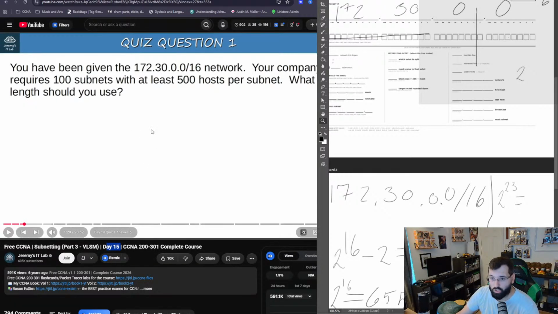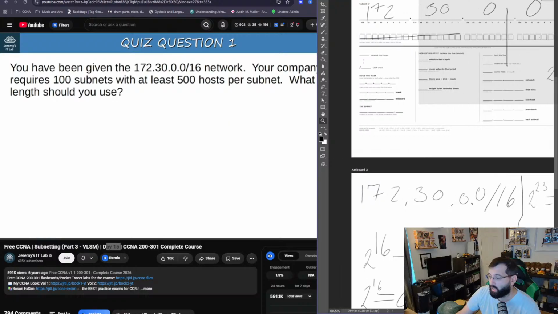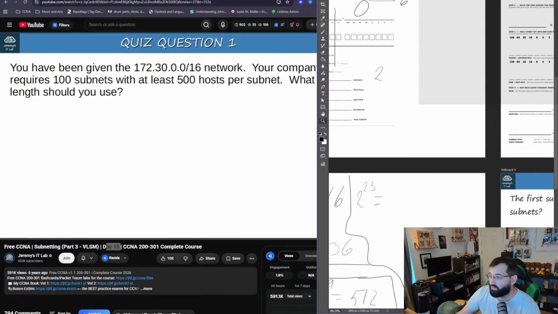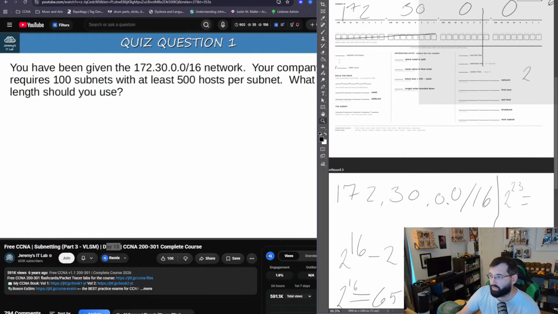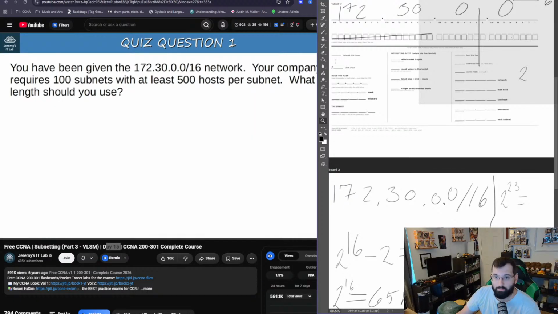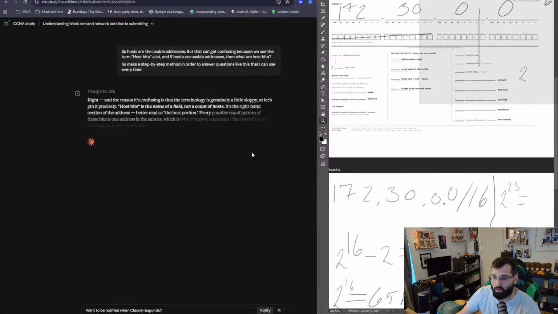For those of you guys who are just joining, we are trying to answer this question right here. You have been given the 172.30.0.0/16 network. Your company requires 100 subnets and at least 500 hosts per subnet. What prefix length should you use? And as you can tell, I have failed and fumbled considerably. That's why we had to come back over here with the good old AI.